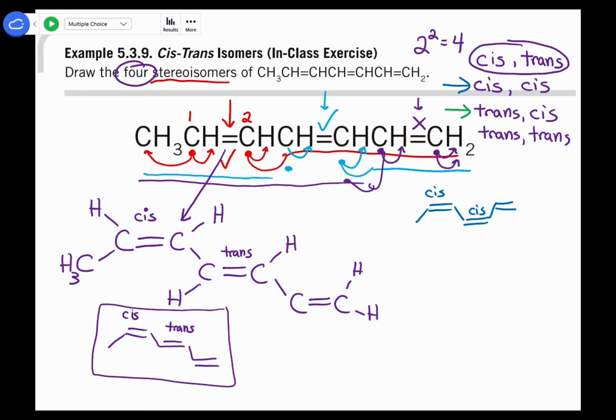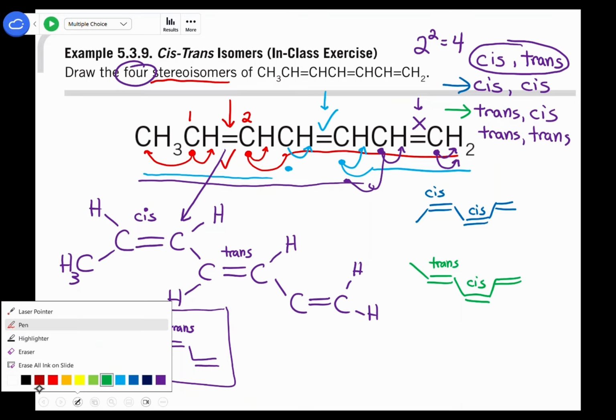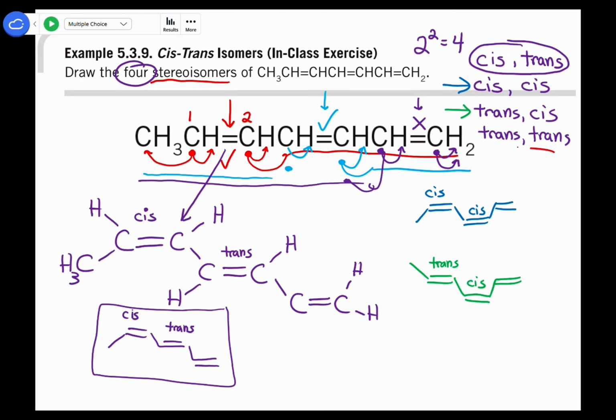And now I'm going to draw my trans-cis arrangement. So I'm going to start with a trans option, and then make a cis arrangement, and then finish off with my double bond. And my last option is going to be my trans and trans. So starting off on opposite sides, the next double bond, also on opposite sides, and then finish off with the final double bond.